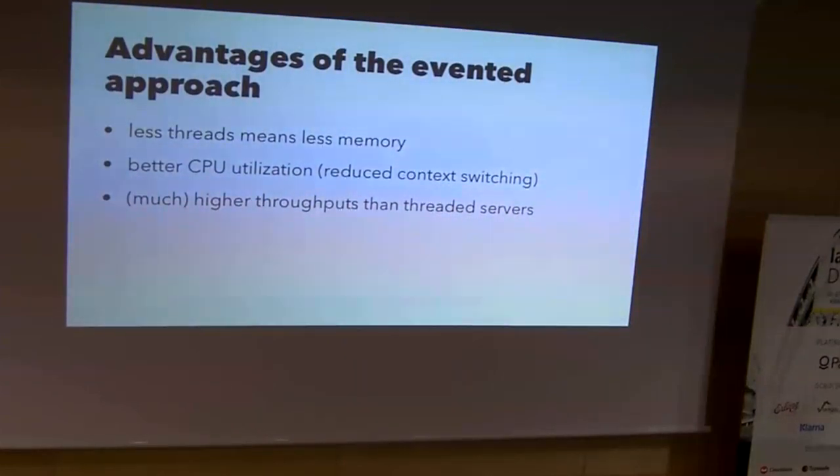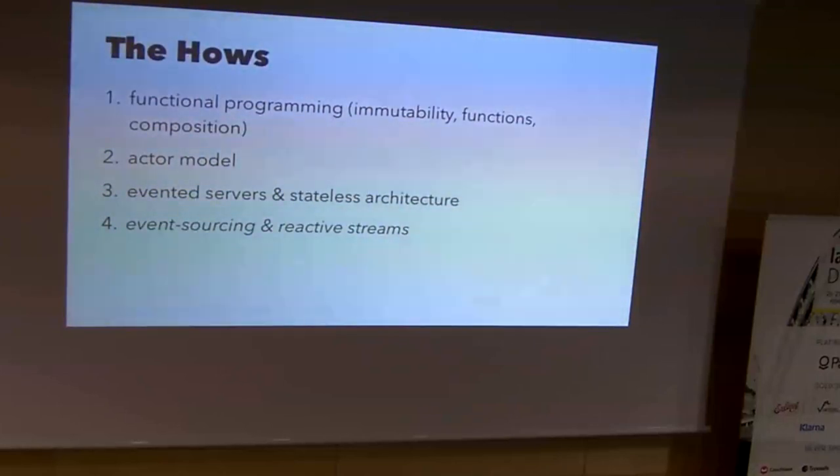So to recap: functional programming, yay, with immutability, higher order functions, and composition. The actor model as a means to build complex asynchronous programs in a safe manner that resist failure. Then we have evented servers and stateless architecture in order to build web applications and web architectures that scale out and scale back in. And last but not least, though I won't be able to talk much about it now, event sourcing and reactive streams, which is something really interesting. I think we're going to hear a lot more about this in the coming years as an approach to building large and interesting applications.